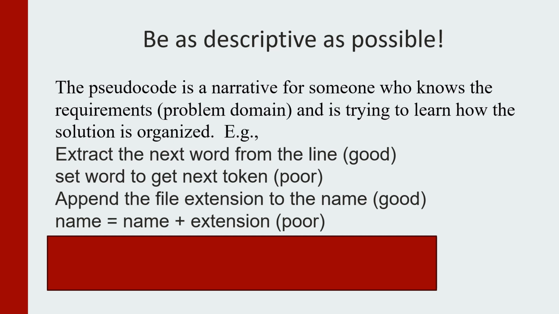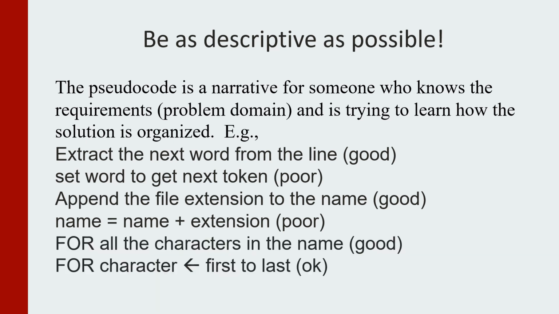You can certainly use these together. For example, you could say name is equal to name plus extension and then write a comment saying append the file extension to the name. Right? And now you have a lot of description and something which maybe resembles something more like code. And then even in your for loops, you can also be more descriptive, and you can remember to have descriptive variable names. So for all the characters in the name is pretty good. For character equals first to last is okay, because it got rid of the word name in there. It's hard to remember maybe that the characters are going through someone's name.